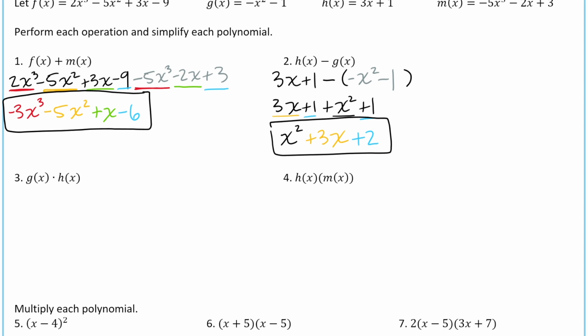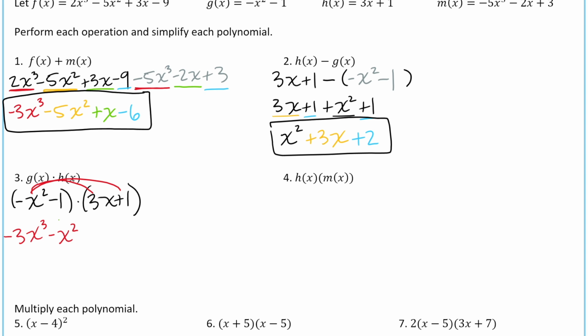Next up, we have g of x times h of x. So, same polynomials, we're just going to multiply them this time. Negative x squared minus 1 times 3x plus 1. So, I'm going to go ahead and multiply the negative x squared by both terms in the second expression. So, negative x squared times 3x is negative 3x cubed. Negative x squared times 1 is negative x squared.